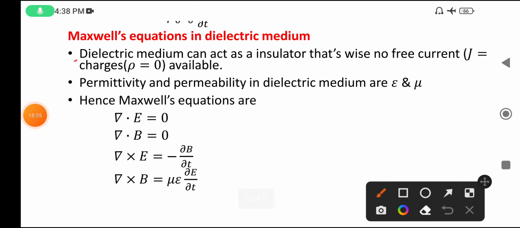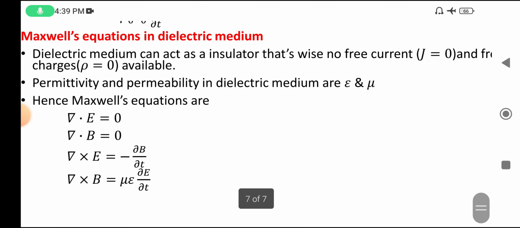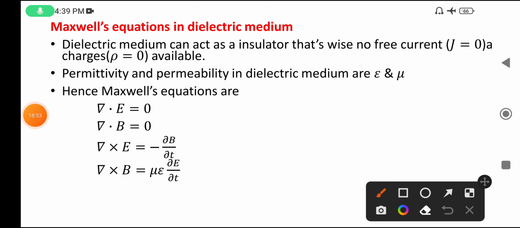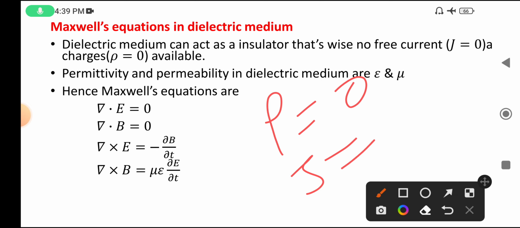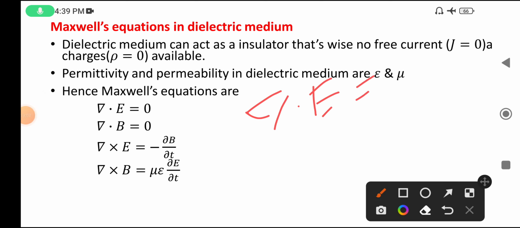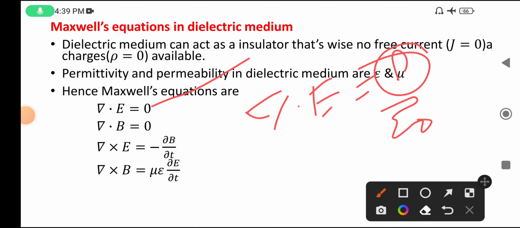Next, for dielectric. Maxwell equations in dielectric. A dielectric medium can act as an insulator. That is why there is no free current. No current means J value is 0. And free charges also cannot be available. Why? Charges are present, but bound charges are present. So free charges are 0 and free current is also not there. The same thing we explained above: del dot E is equal to rho by epsilon naught. Rho value 0 means this one is also automatically 0.